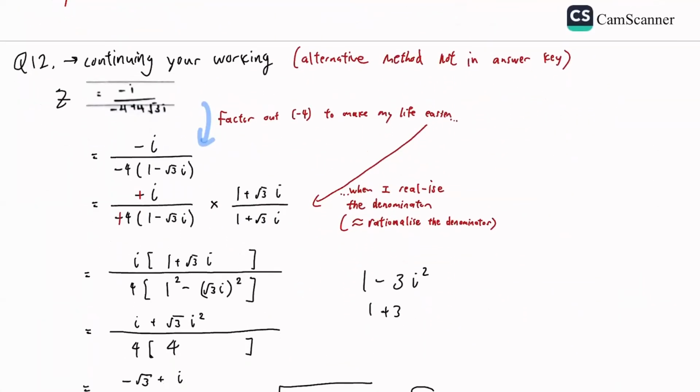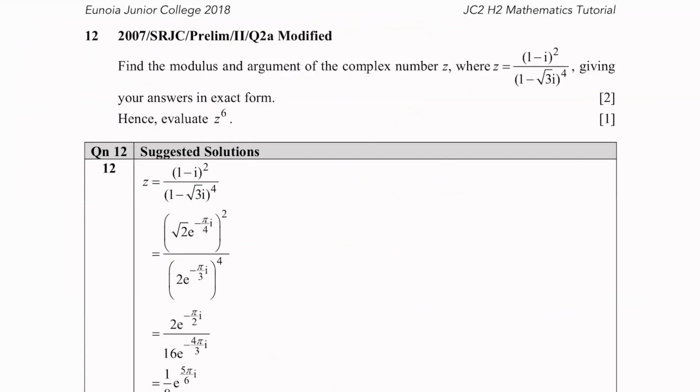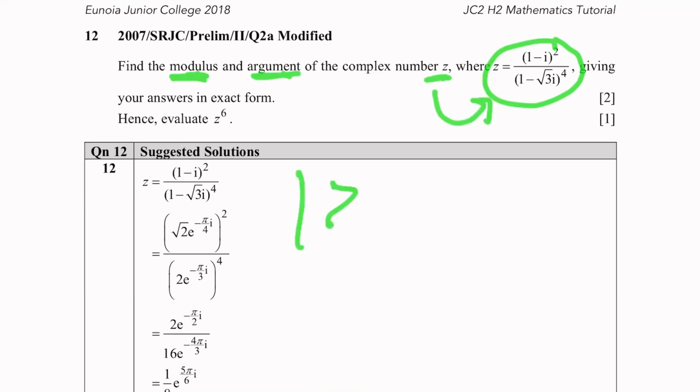Here, how we can continue is let's read the question first. Let's jog our memory. What were they asking for? They started off by giving us a Z equals whatever. They want us to find modulus, find argument of complex number Z. In other words, find mod Z, find arg Z. So I hope you remember the properties of argument and modulus.